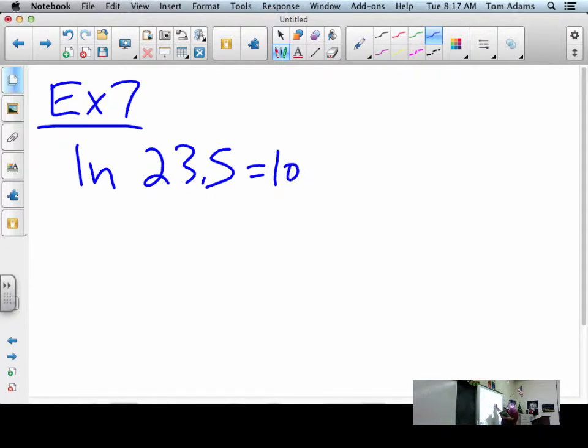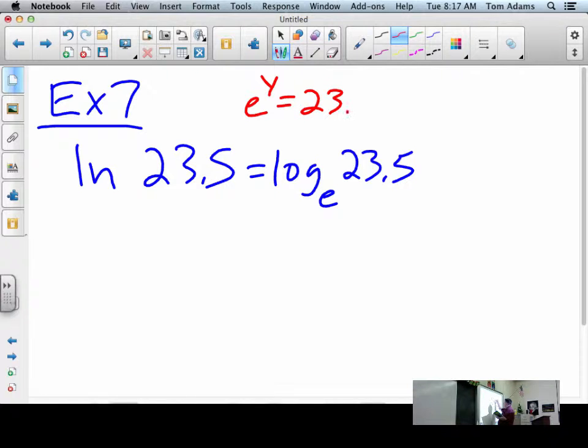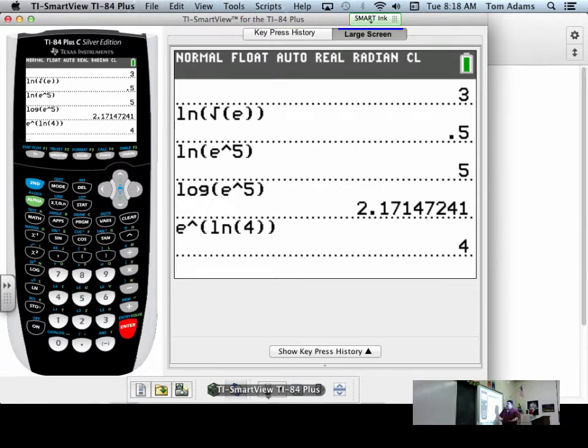Well, we know that that's the log base e of 23.5, and technically if we want to get all fancy pants about it, we would say that e to the y should equal 23.5. Well, e itself is an irrational number, approximately 2.72, right? So I wouldn't expect anybody to be able to do this off the top of their head, so what do we got to use? Calculator.